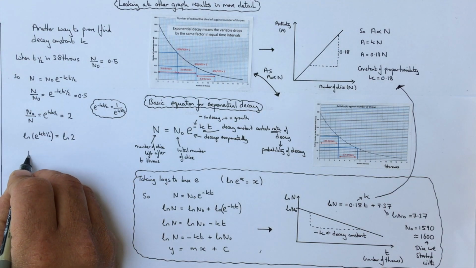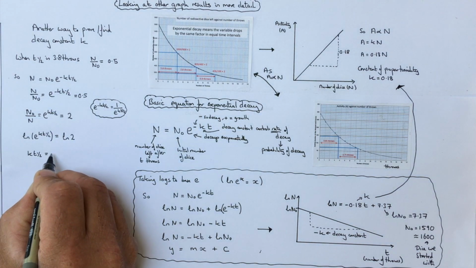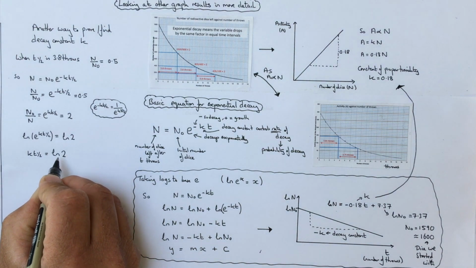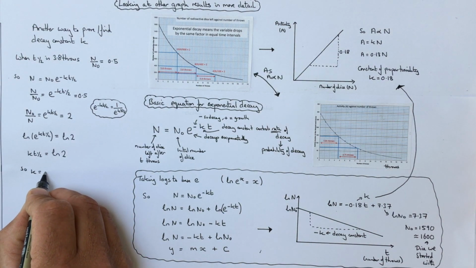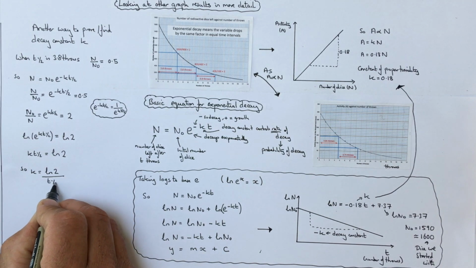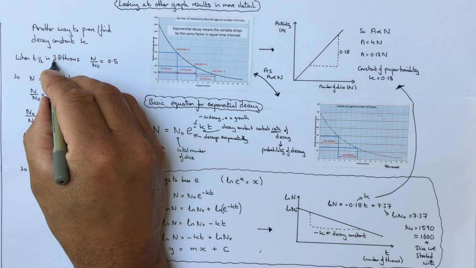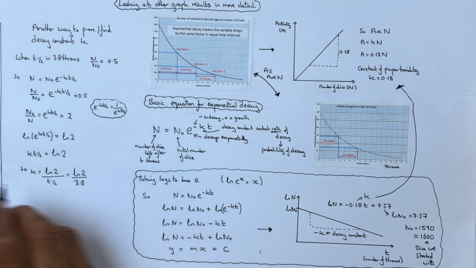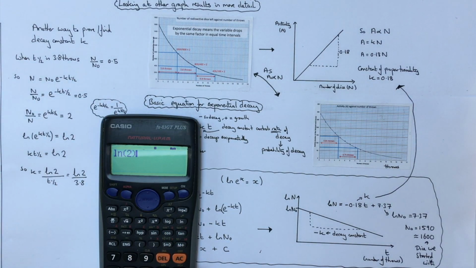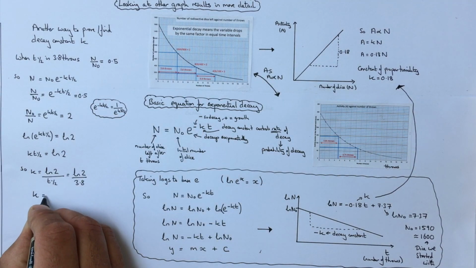This can be simplified to k t to the half is equal to the log of 2. Dividing by t to the half gives us the following. T to the half, the number of throws needed to get rid of half the dice, is 3.8. So this gives us a value of k equal to 0.18, the same as before. Magic.